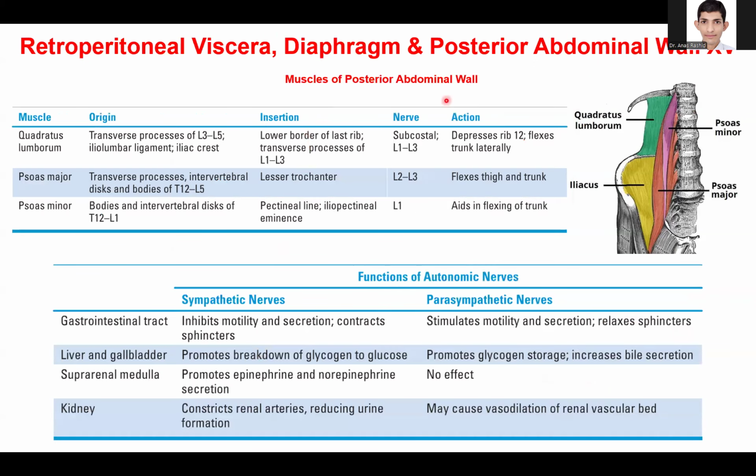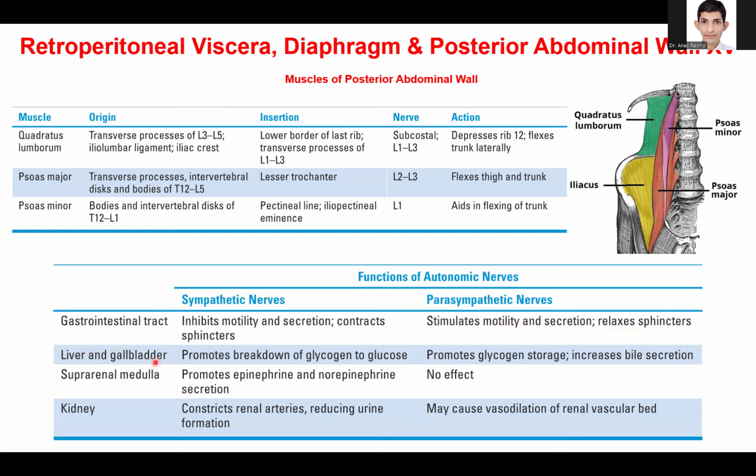Then we have the muscles of the posterior abdominal wall. We can see here we have the quadratus lumborum muscle, the psoas minor muscle, then the psoas major muscle. These three muscles are associated with the posterior abdominal wall. Then we have the function of autonomic nerves. In the gastrointestinal tract, sympathetic nerves inhibit motility and secretion and contract sphincters. Parasympathetic nerves stimulate motility and secretion and relax sphincters.